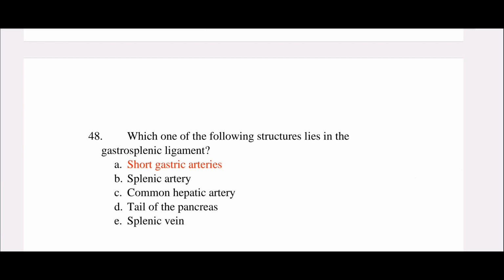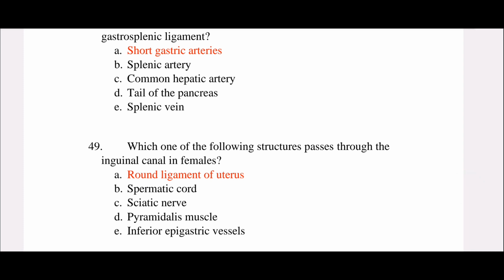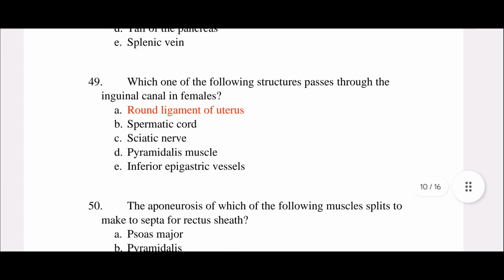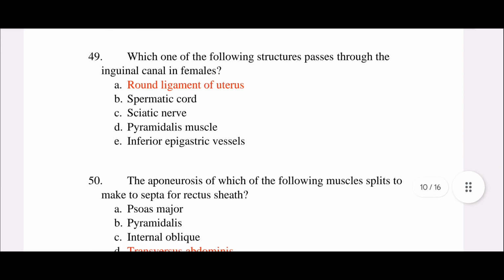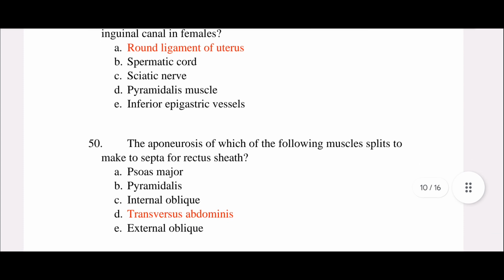Which one of the following structures lies in the gastrosplenic ligament? Option A, short gastric arteries. Which one of the following structures passes through the inguinal canal in females? Round ligament of uterus, option A. The aponeurosis of which one of the muscles splits to make two septa for the rectus sheath? Option D, transversus abdominis.